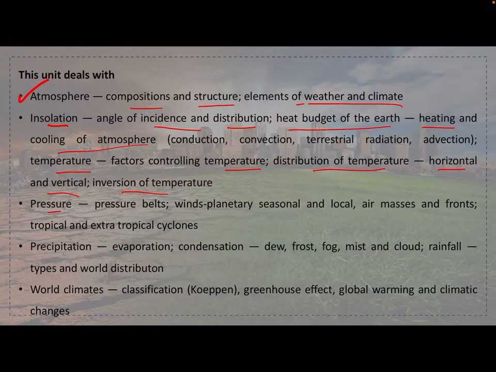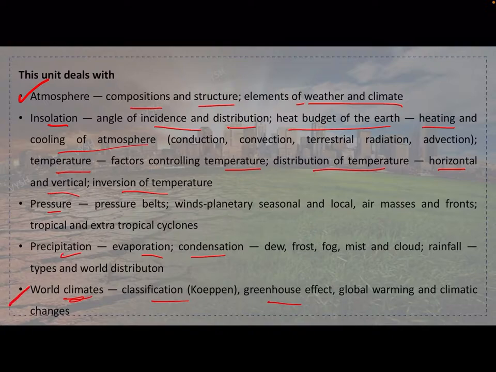Then we are going to see the pressures. What are the pressure belts? Most of the climatic things will be cleared with these chapters. Then we will see about precipitation, what kind of rainfall we have, what kind of precipitation we have, including the evaporation and condensation cycles, and distribution of rainfall throughout the world. Next comes the world climates: the classification, the greenhouse effect, global warming and climatic changes.